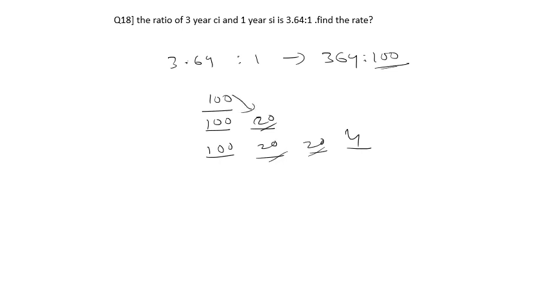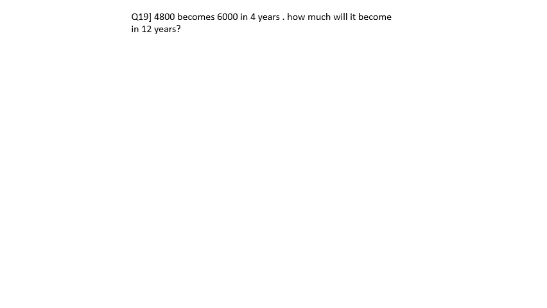20 by 100, 5. 4 by 20, again 5. So this is satisfying, this must be correct. And this is 1 by 5 into 100, this is 20%, right? Moving to the next question. This all I have discussed, guys, so not spending a lot of questions.